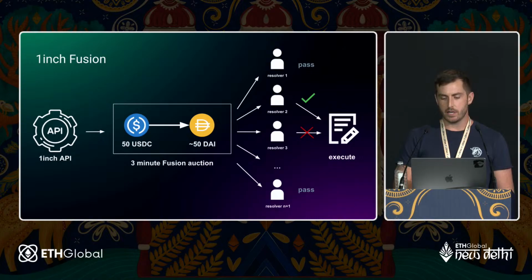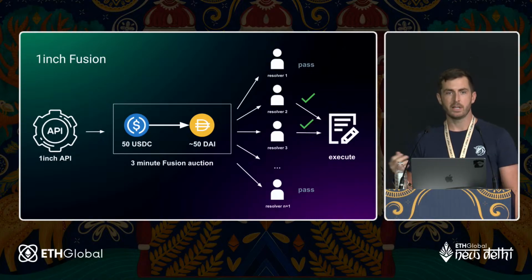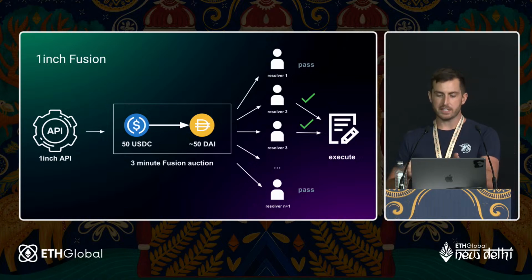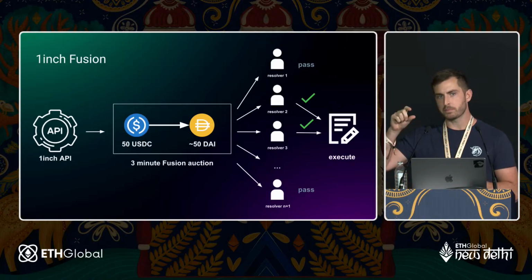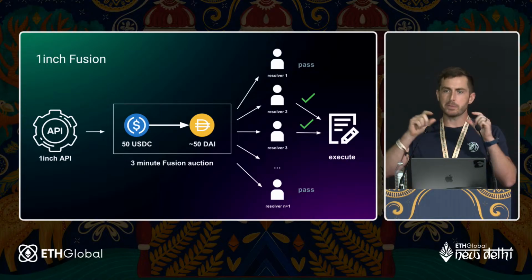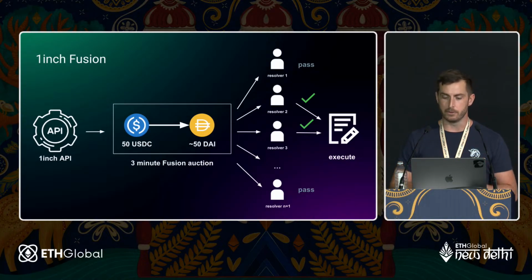So in this case, we can have two resolvers actually fill an order. The user has a feature where they can enable partial fills. So if, say in this case, resolver 2 sees part of the order is profitable for them, they can say, okay, I'm going to take part of this order. Another resolver says, okay, I'm going to take this part of the order, and they can keep chipping away at it until the order is completely full.